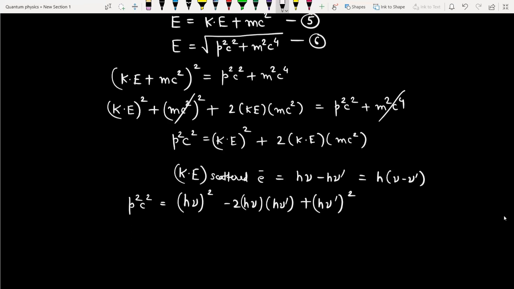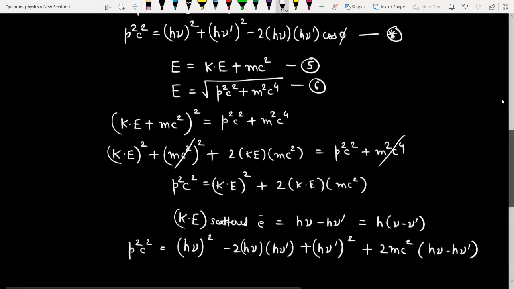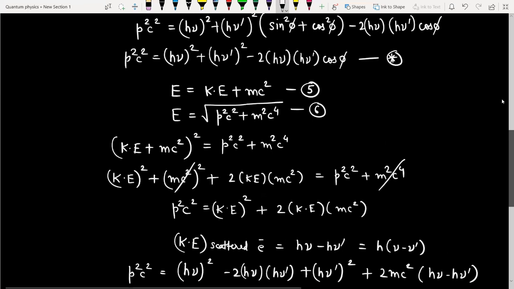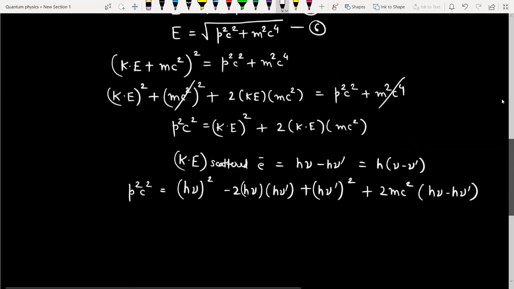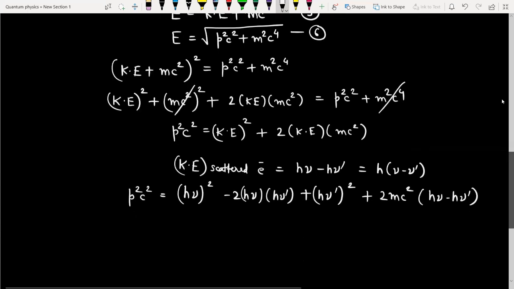If we put the value of kinetic energy here, we simply get plus 2 times m c square, and you put the value, you get h mu minus h mu prime. This is the value of p square c square. Now you know from equation star above, if you look at this equation star, we have already derived the relation of this p square c square. Let's substitute the value of p square c square from star and equate it to here.